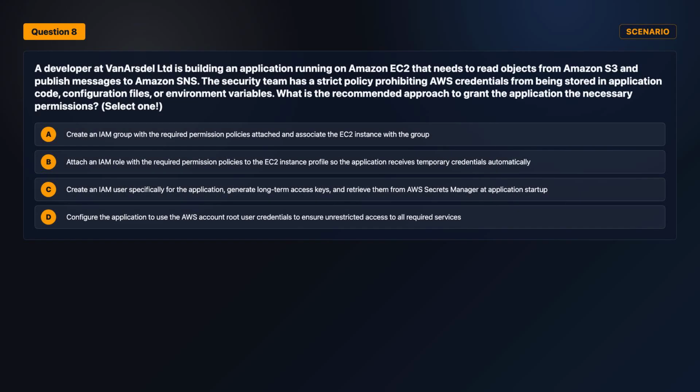All right. Question 8. Check the condition before the service. A developer at Van Arsdale Limited is building an application running on Amazon EC2 that needs to read objects from Amazon S3 and publish messages to Amazon SNS. The security team has a strict policy prohibiting AWS credentials from being stored in application code, configuration files, or environment variables. What is the recommended approach to grant the application the necessary permissions?